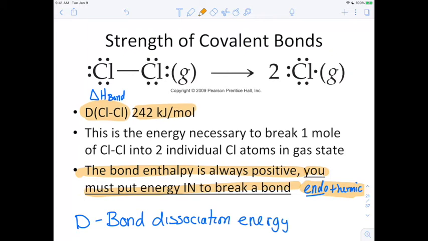So if you have 1 mole of Cl2, you're going to need 242 kilojoules if you want to break the bond of all of the molecules in there. So any questions on anything here so far?